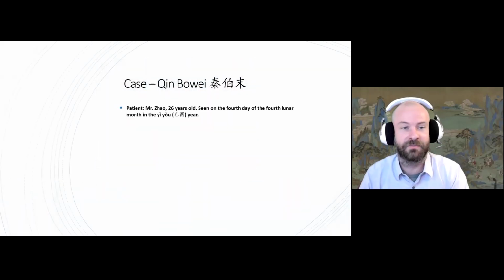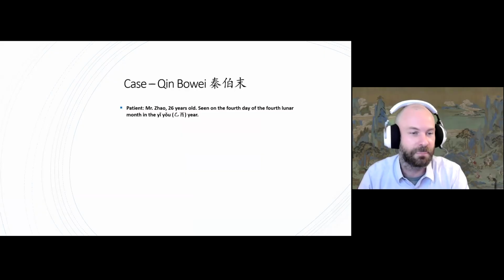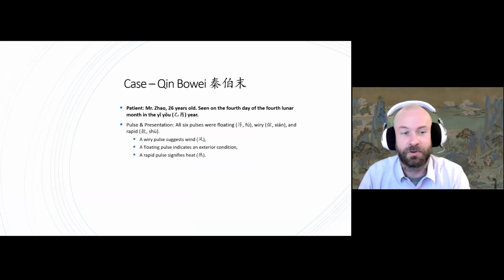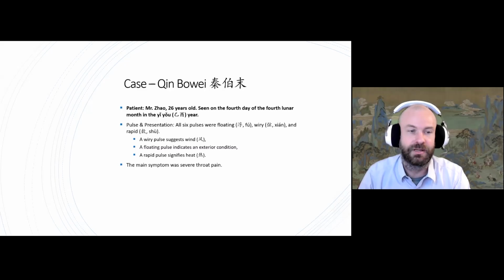Mr. Zhao, seen on the fourth day of the fourth lunar month. Pulse presentation: all six pulses were floating, wiry, and rapid. He says a wiry pulse suggests wind, a floating pulse indicates an exterior condition, and a rapid pulse indicates heat. The main symptom was severe throat pain.